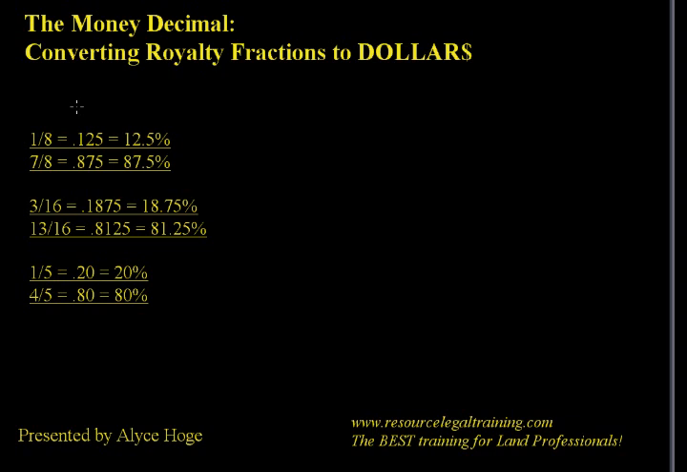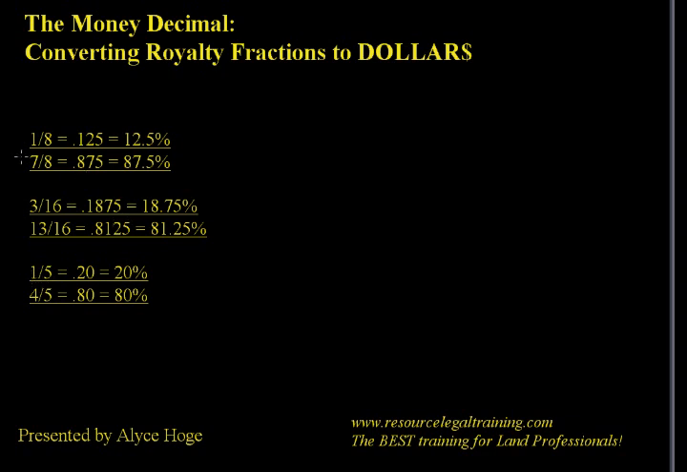Now, this also works with overriding royalties and other working interest fractions. But for purposes of today, we're just going to focus on the royalty fraction in that oil and gas lease. So your landowner is going to say, well, that's all well and good, 1/8 equals a 0.125 decimal equals a 12.5%. But how does that affect my bottom line? In other words, how much money am I going to get in my check because I have a 1/8 royalty versus if I have a 3/16 or a 1/5 royalty?